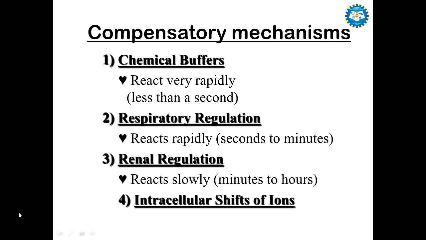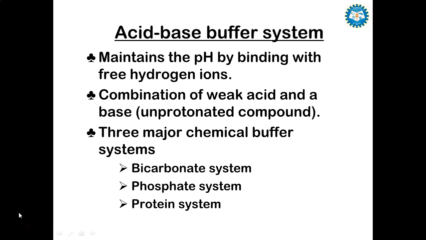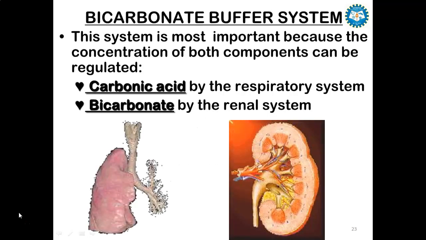Chemical buffers react very rapidly, in less than a second. Respiratory regulation reacts rapidly, in seconds to minutes. Renal regulation reacts slowly, in minutes to hours. Intracellular shift of ions. The acid-base buffers maintain the pH by binding with free hydrogen ion, a combination of a weak acid and a base. Three major chemical buffer systems: bicarbonate system, phosphate system and protein system.